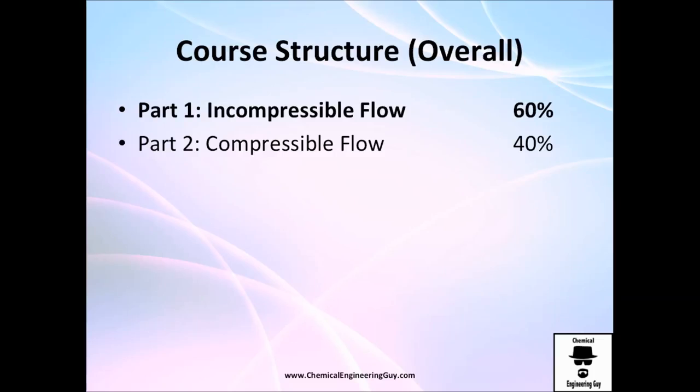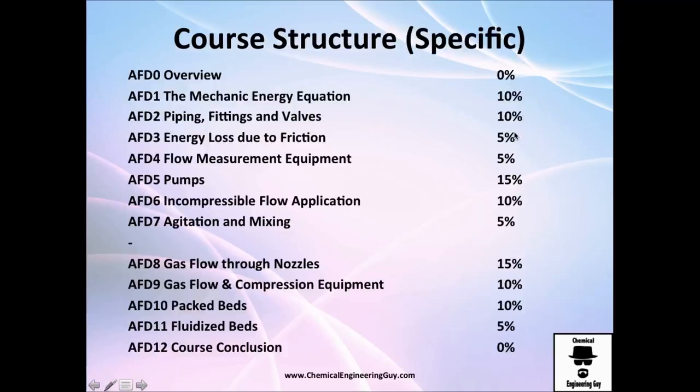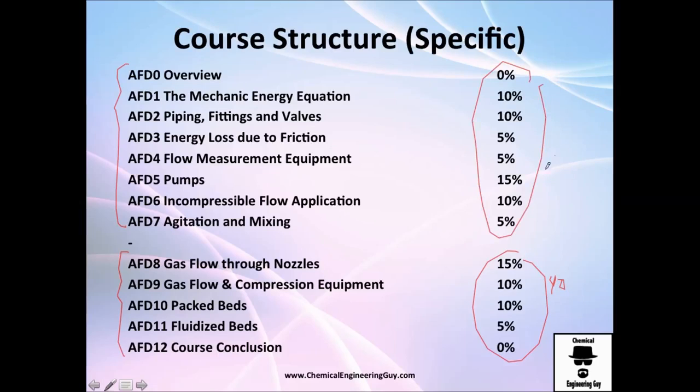So let's check the course structure. Remember, this is the Applied Fluid Dynamics course, and we have it in two parts. Part number 1 is Incompressible Flow and part number 2 is Compressible Flow, 60 and 40% each. So for instance, this is part number 1 and this is part number 2. If you check out, this is about 40%, and this part right here is 60%.